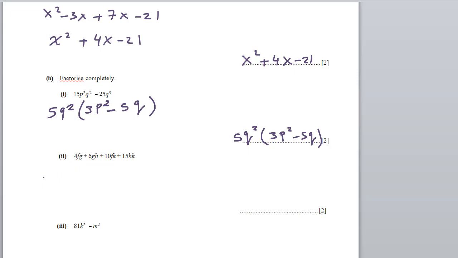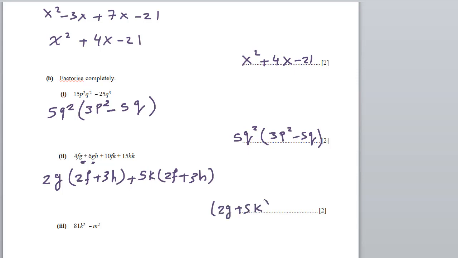Now here we will take g here and g here. So 2g, the remaining is 2f plus 3h. From here also we will take k, so 5k, the remaining is 2f plus 3h. So it will equal (2g plus 5k) multiplied by (2f plus 3h).